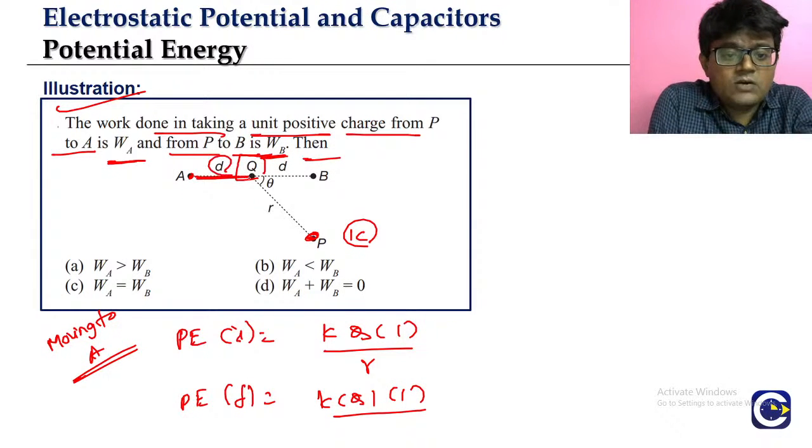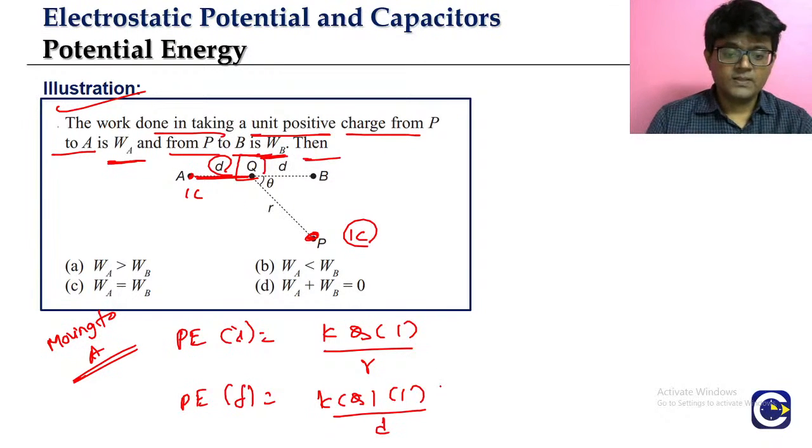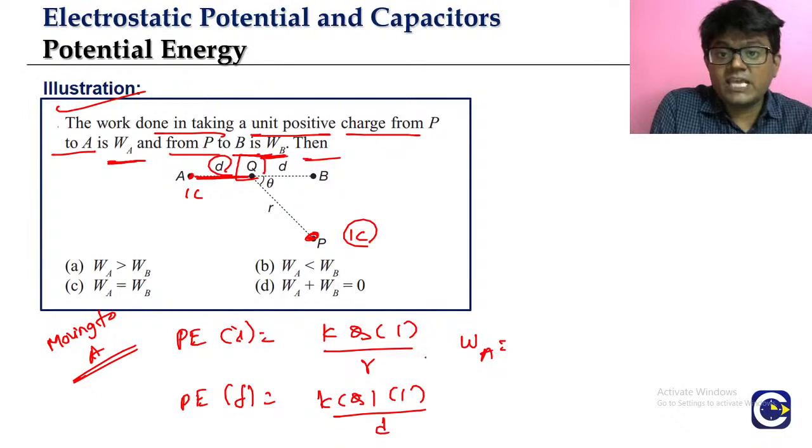What is the distance now between the charge Q and our unit charge? Here comes the unit charge. What is the distance between them? D only? So work to be done in this case is what? WA, that is, the change in the potential energy.